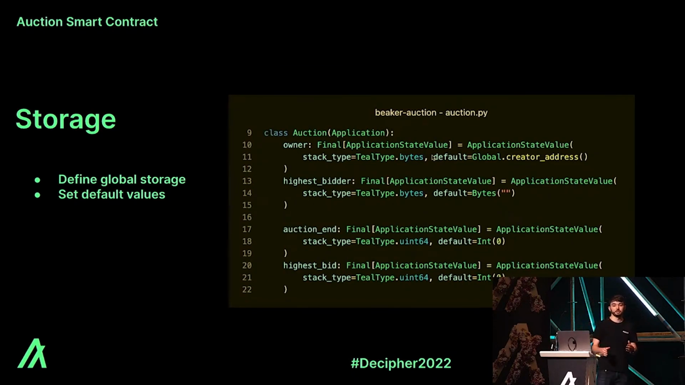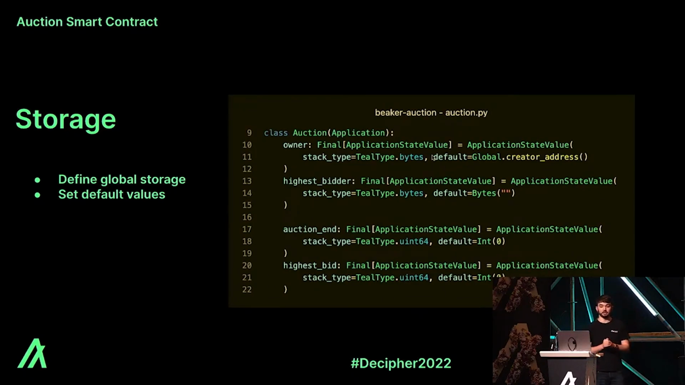The first thing I like to do when writing a smart contract is think about what sort of storage you're going to be using in the smart contract. On Algorand, there are a couple of different kinds of storage. Here we're using global storage, which is basically key value pairs that are saved in the application itself.